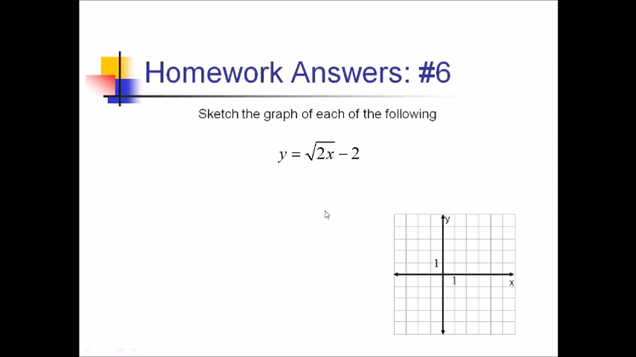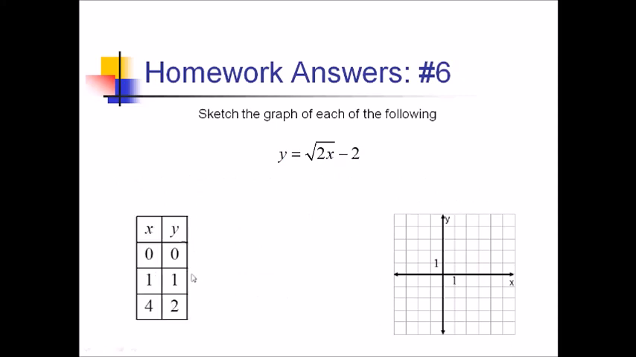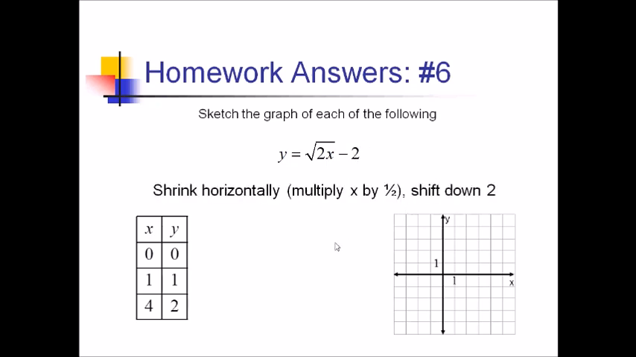On this one, we're transforming a square root. Here is our square root table of values: (0, 0), (1, 1), and (4, 2). And in this one, we're going to be shrinking horizontally. This 2 inside means we're actually multiplying all the x values by 1/2. The negative 2 outside, we are shifting down, subtracting 2 from all the y values.